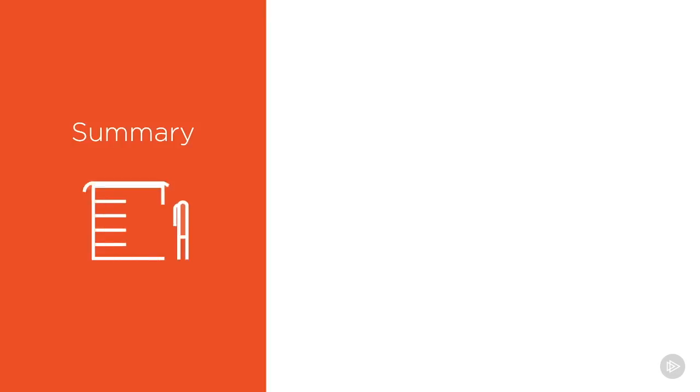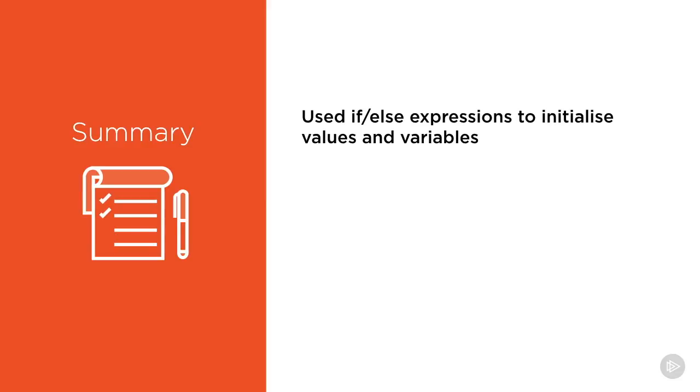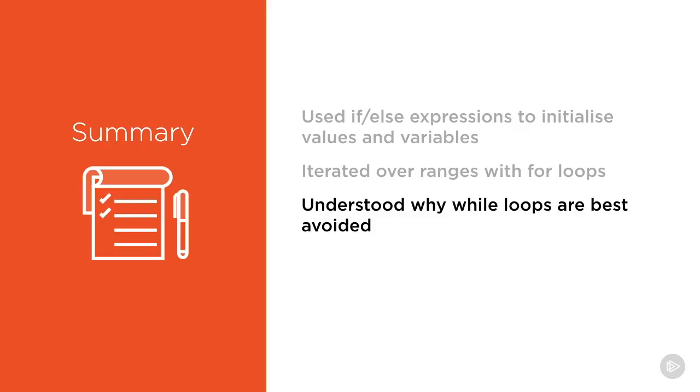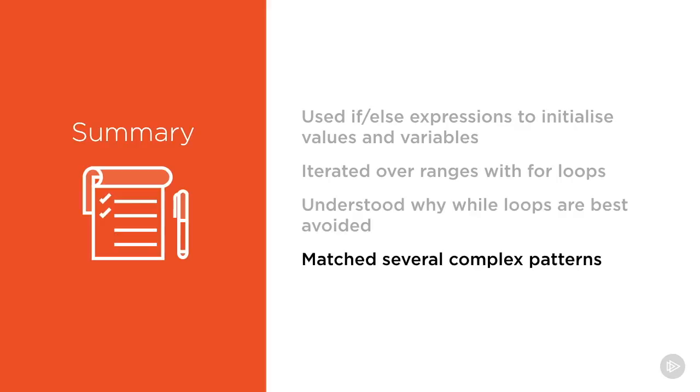In this module, we started with a run-through of some important fundamentals of Scala, concepts such as type inference, for example. We then moved on to talking about expressions in different forms. We used if-else expressions to initialize values and variables. We saw how for loops can be used both as statements and also interestingly as expressions. We understood why while loops are best avoided, and we also studied several different pattern matching constructs. With all of this under our belt, we are now ready at last to take on the fun stuff, first class functions in Scala.